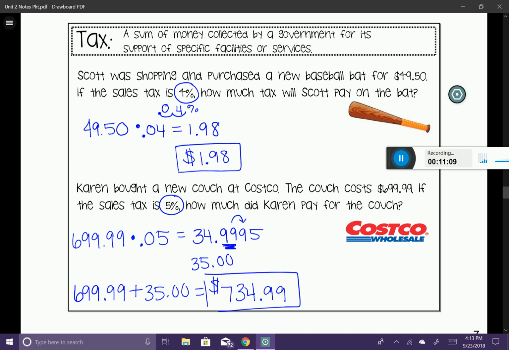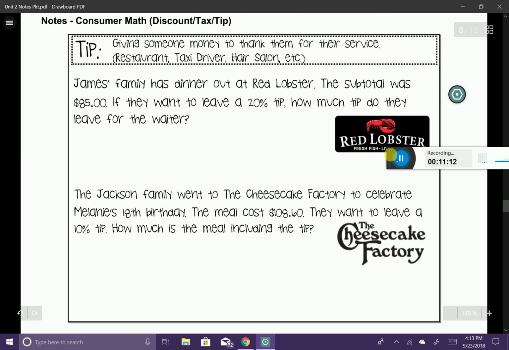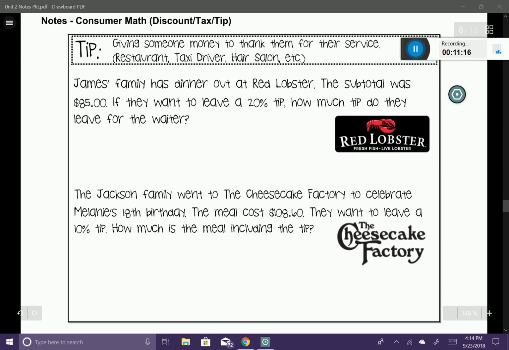All right, I have one more concept of consumer math for you, and it is tip. Now, looking back at what we just talked about, discounts usually happen whenever different stores are having sales for different reasons. And tax is more of a set number, meaning different states will have different sales tax, and you'll have to abide by those state laws. Now, a tip is more of a generous gift. It's basically giving someone money to thank them for their service.